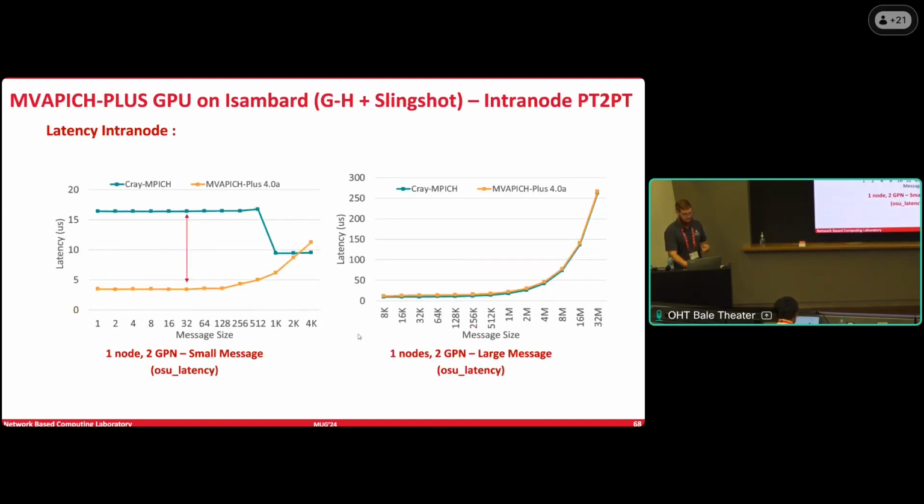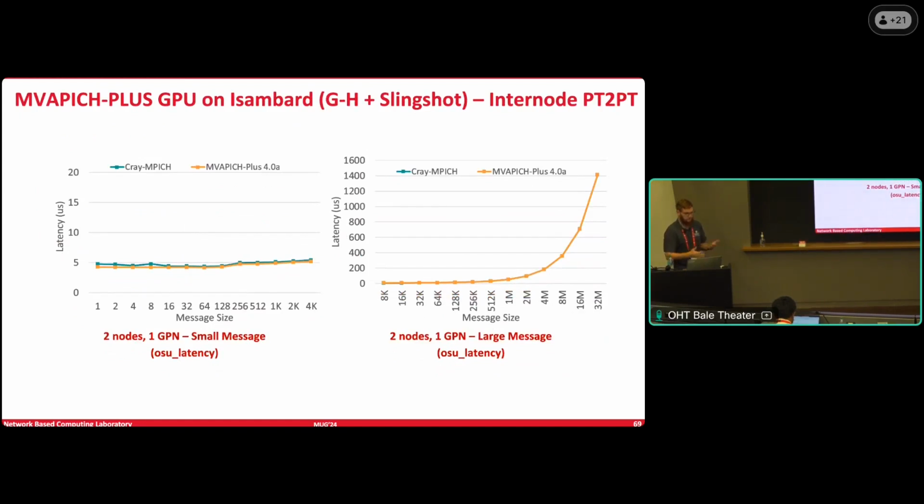This is our performance. This is from the latest MVAPICH Plus 4.0 build on the Grace Hopper nodes with Slingshot interconnects. And as you can see here, we are able to significantly outperform Cray MVAPICH with our enhanced intranode point-to-point designs. And we are performing even with them on the internode designs through the OFI fabric.